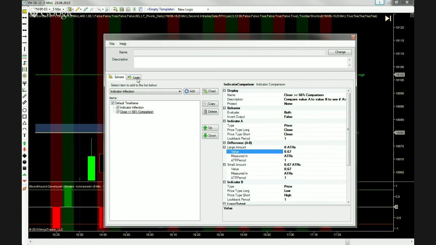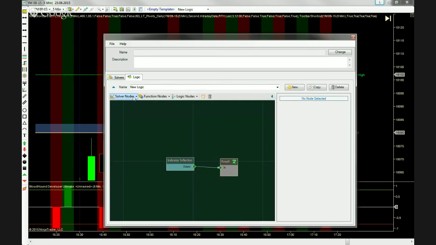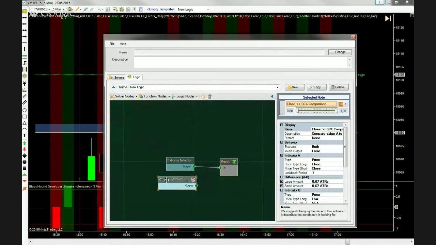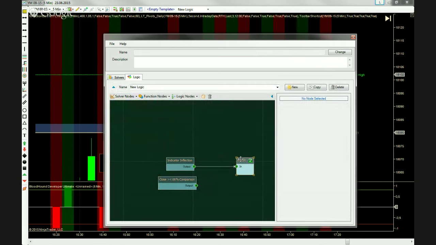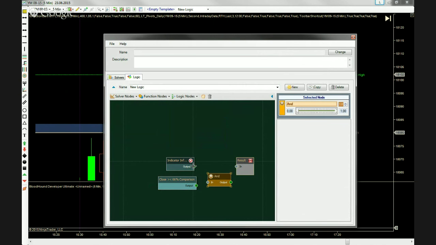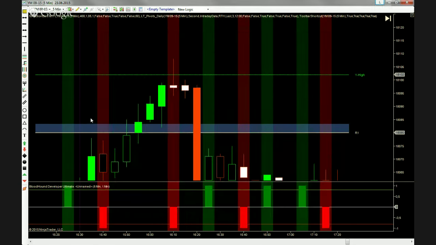Okay, and now we can go back into this logic window and add our solver from here. And in order to add both of those, we want both of those conditions to be true, so we will add them with an AND logic node, and see what the result is. So now we've filtered out a couple of those bars that we had before.